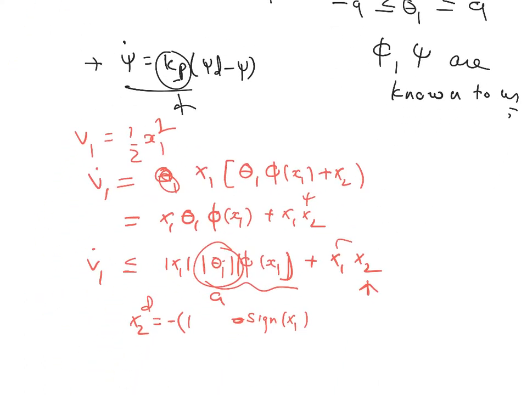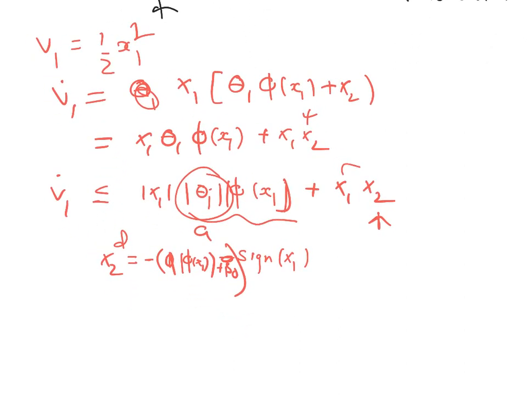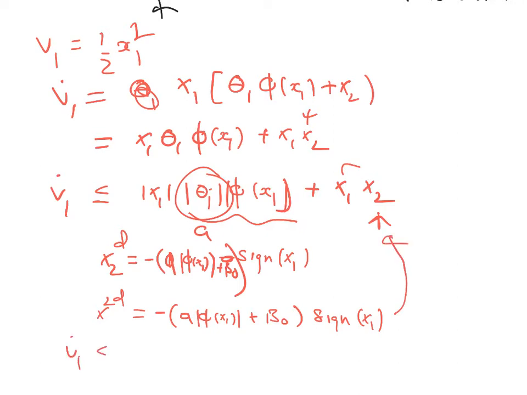So we can say, let's say, a phi of x1 plus some beta 0 into this. Let me rewrite it. x2 desired equals minus a phi of x1 plus beta 0 into sine of x1. If that's the x2 desired, then you know that v1 dot will be less than or equal to minus beta 0 of x1.